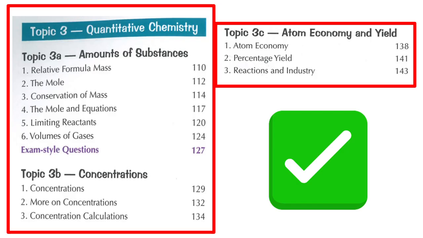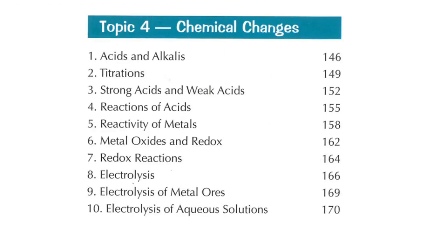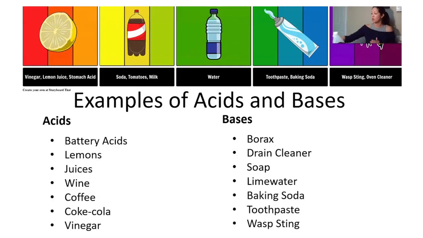And that's it. That is moles. That's topic 3, quantitative chemistry, done. Now on to topic 4, acids, alkalis, your metals, and your electrolysis. And titrations is the only thing that is not on the combined paper. The rest is. So firstly, acids and alkalis. You know your acids. And here's some examples of bases. A base has a solid version, and alkalis are bases dissolved in water.